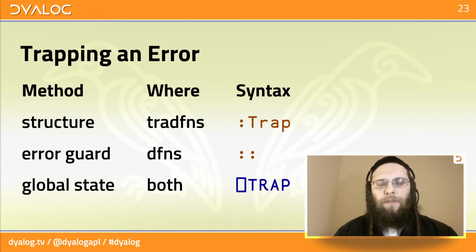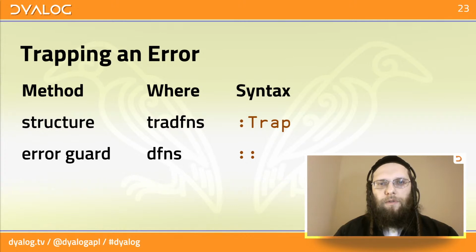So there are these 3 methods of trapping errors. There's a control structure for threadfence, which is :trap. There's something called an error guard in defense, which is denoted by 2 consecutive colons. And then there's the more advanced method, which is a variable you set up, quad_trap, that gives instructions to the interpreter on what to do when an error happens. But we're not going to go through that today.